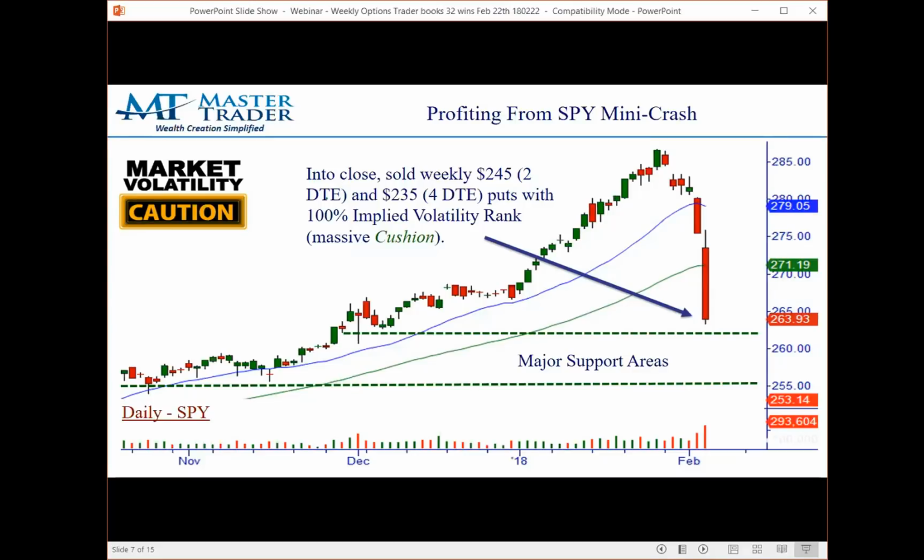$245 strike and $235 strike is $25 away. You can't even see that number on this chart, it's so far away. So ask yourself the following question. Look at the 255, the bottom horizontal green line. What do you think the odds are of this crashing below 255 within 2 days? Could we have sold the 255? Absolutely. But we went another $10, $20 further away of protection.